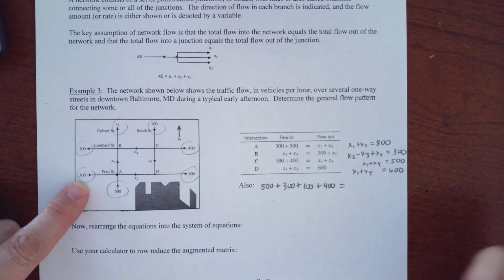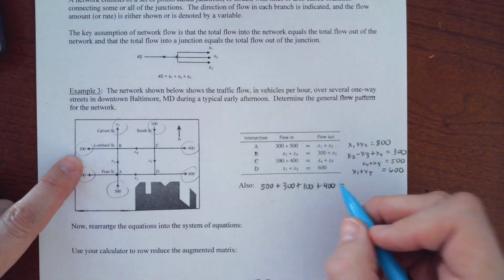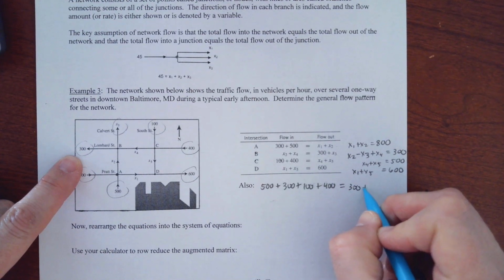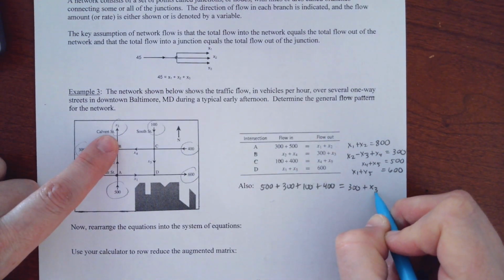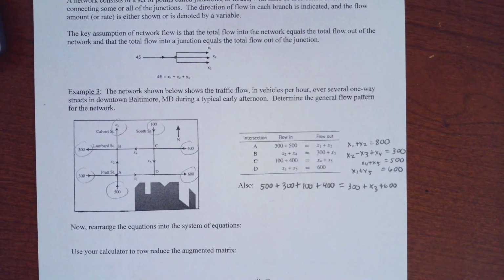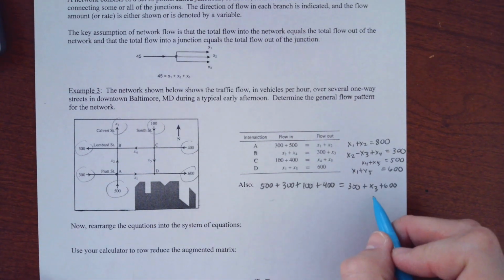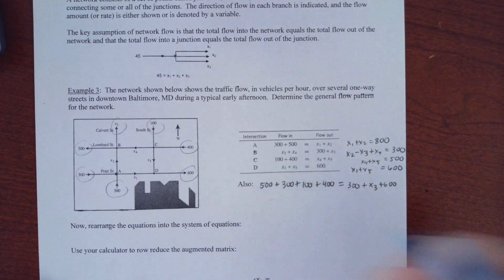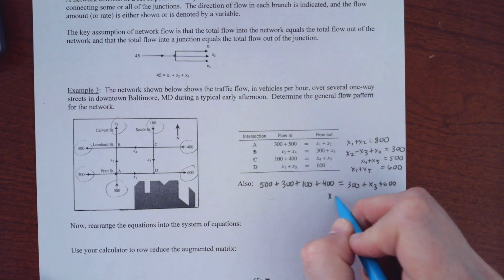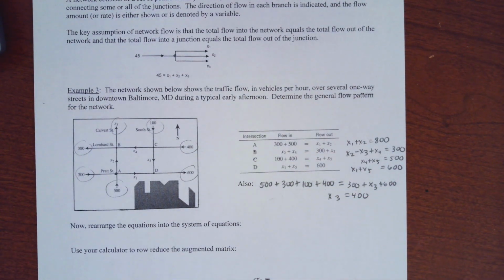Has to equal, let's see, what's leaving. So 300 plus x3 plus 600. Okay, so if I solve that right there, I'm actually going to get a value for x3. I get that x3, I got these two, that's 900. If you add these up and move everything around, you end up getting x3 equals 400. Okay, so that's actually something I can solve.